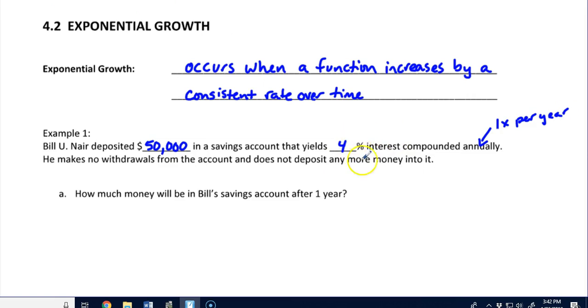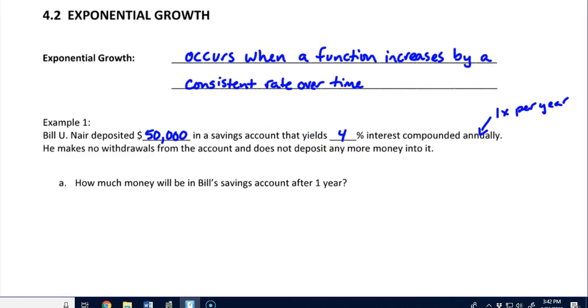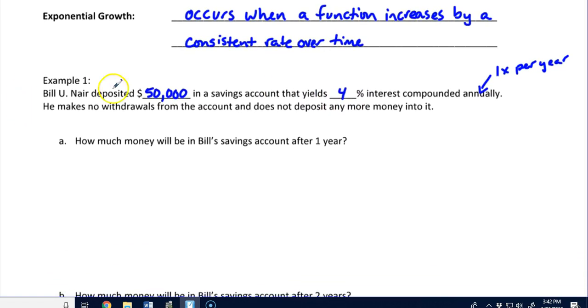Now, 4% is a decent interest for a savings account. You won't find that. More likely to get a 0.4% interest, right? So it's kind of an unrealistic interest rate, but maybe he has a different type of investment tool, something different than a savings account that might get you 4%. But we're just playing with made up money anyway.